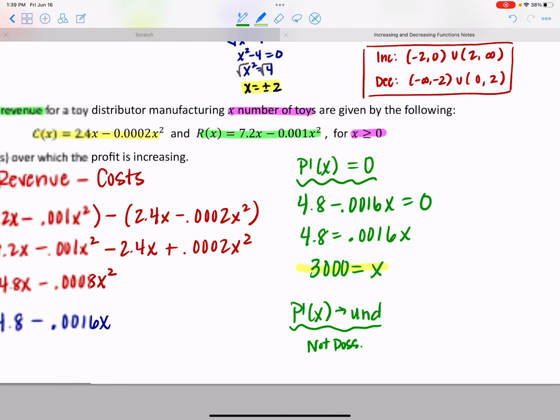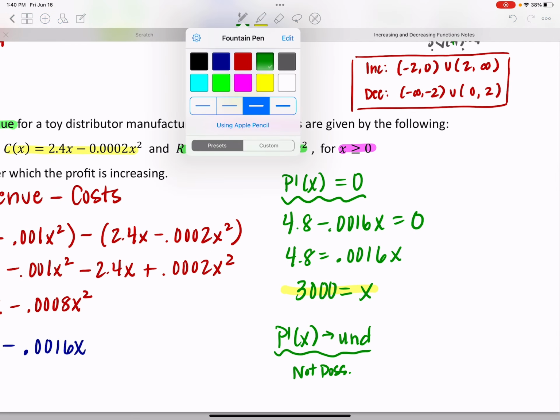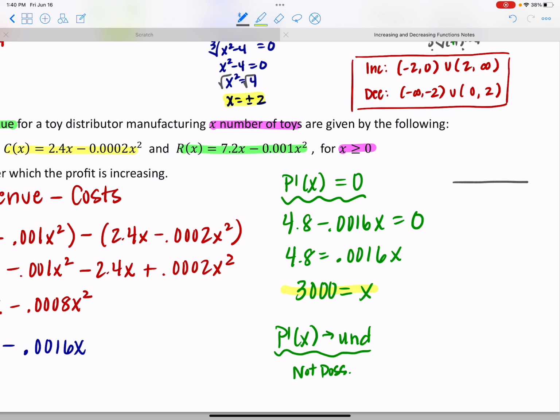Okay, so we're going to make our number line, squeezing this in because we're running out of space. 3,000. What's happening before that? What's happening after that? That's what we have to figure out. I'm going to pick something before 3,000. Normally I go consecutively right before, but I don't want to plug that giant number in when 0 is before 3,000, so I'm going to plug in 0. And then I'm going to plug in 3001.